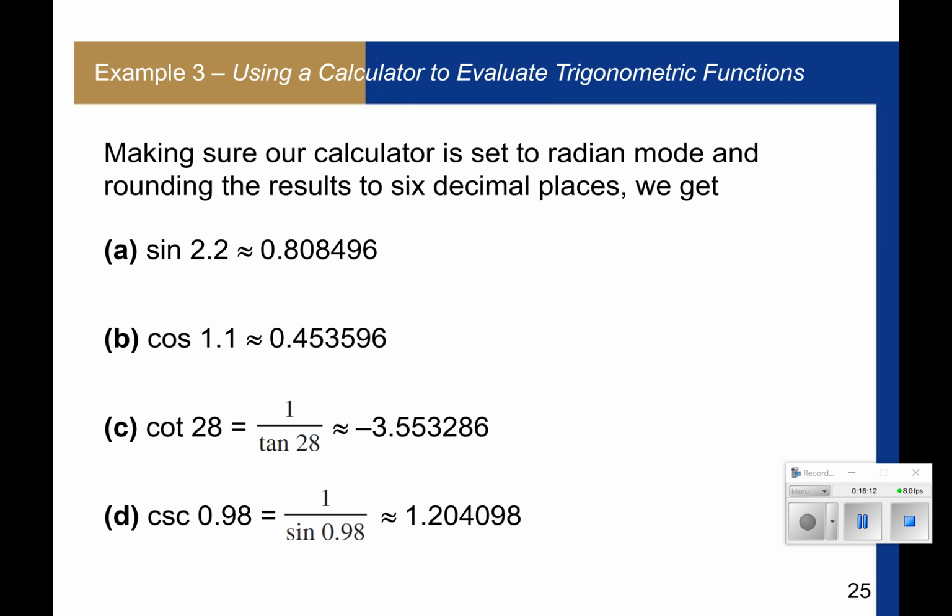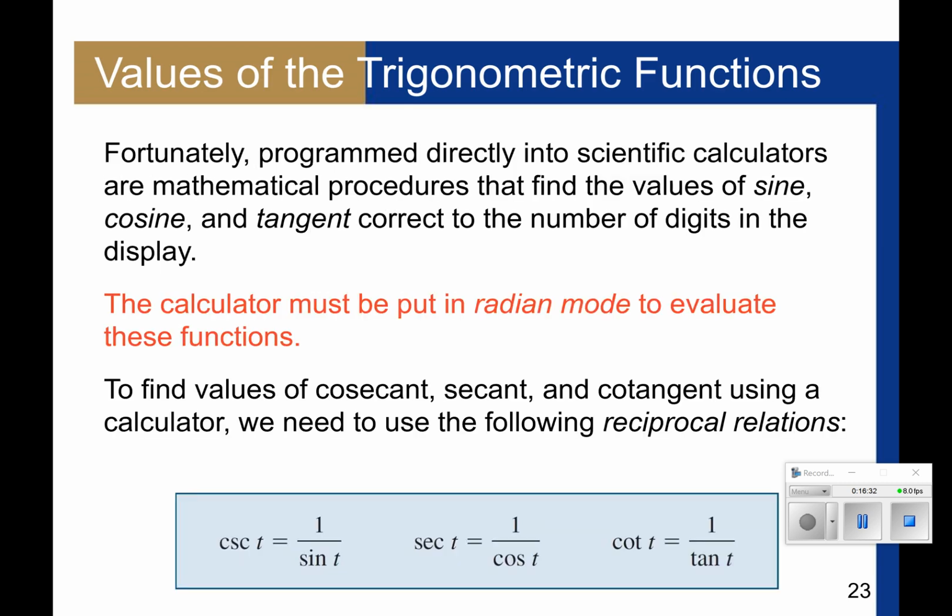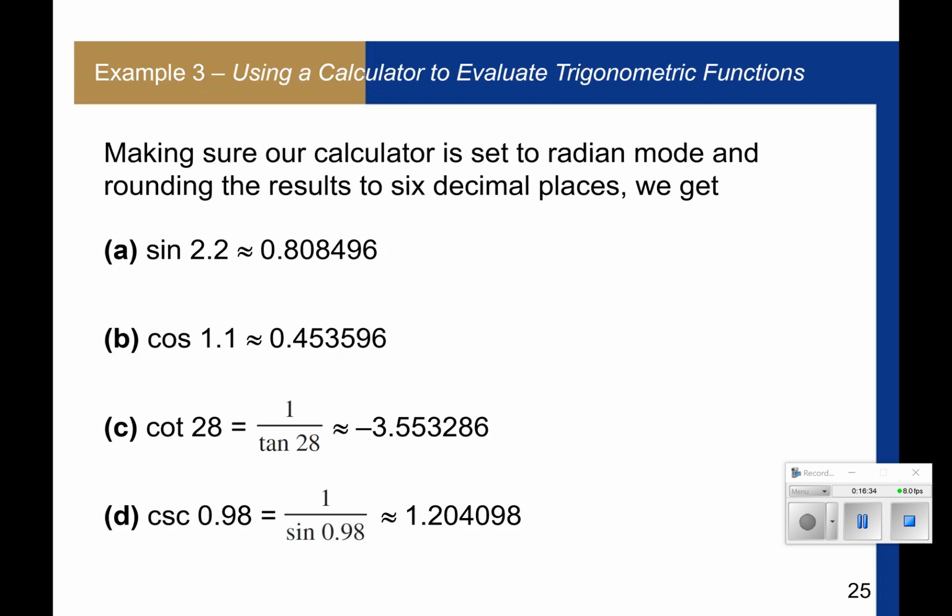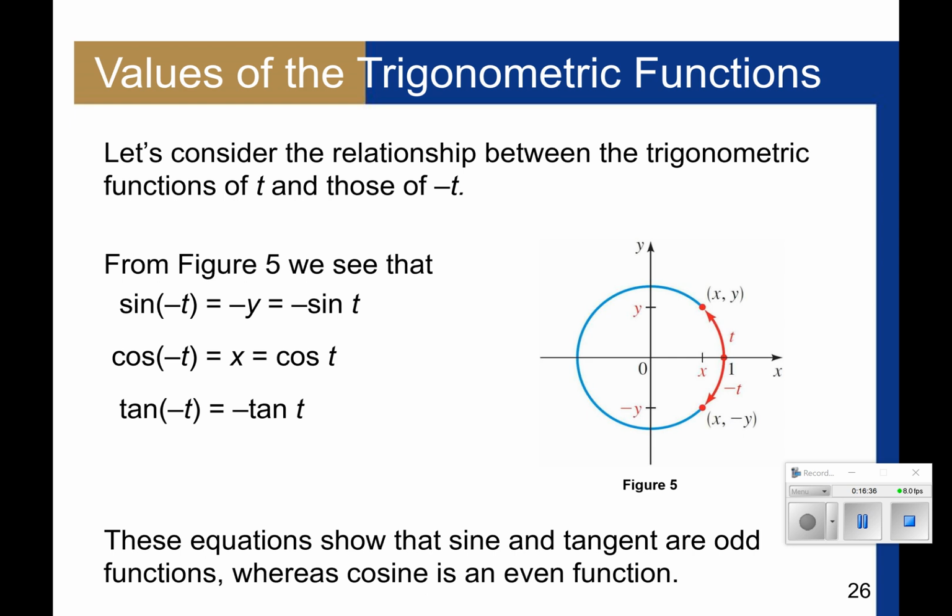Cosine of 1.1. Again, your calculator will do that for you in a heartbeat. What they have there for examples C and D, you can pretty much ignore those because your calculator will directly do all six trig functions. You don't have to worry about reciprocals of this or flipping anything upside down like that.